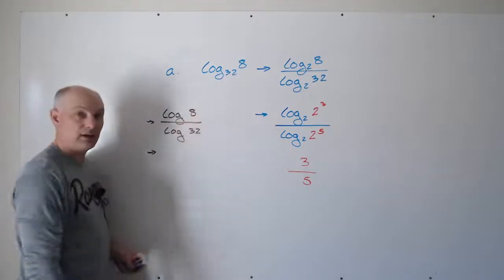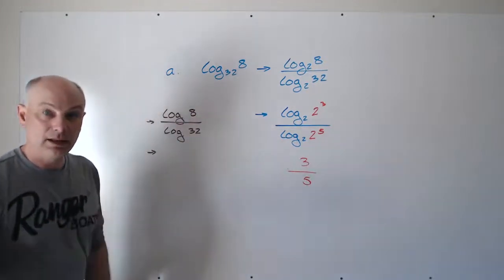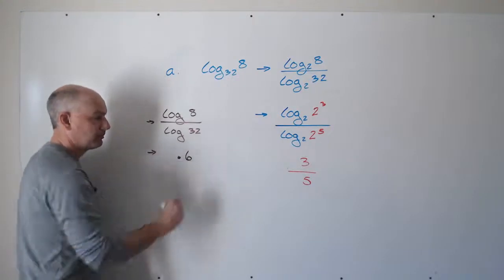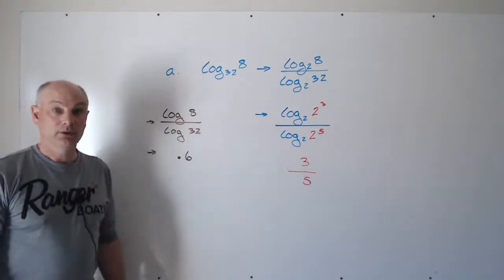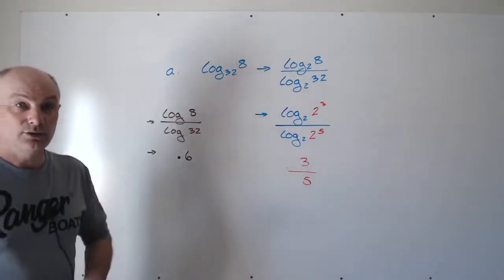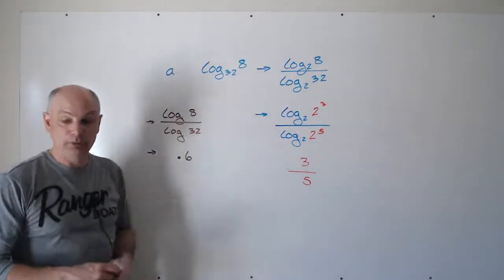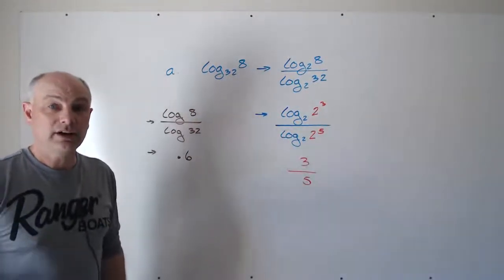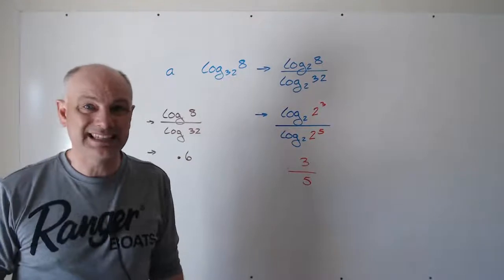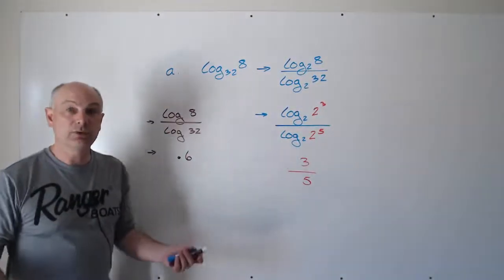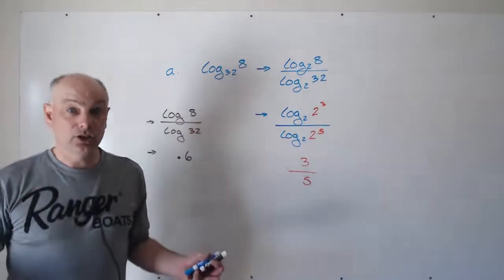So if you type in log 8 divided by log 32, you would find that your answer comes out to be 0.6. Well, what is 0.6? That's 3/5. Okay? So again, that's how nice the change of base formula is going to be. There are a couple of other examples where you're doing the same exact thing, where you're just going to type it in and calculate. Just stick with base 10 and you're good to go.